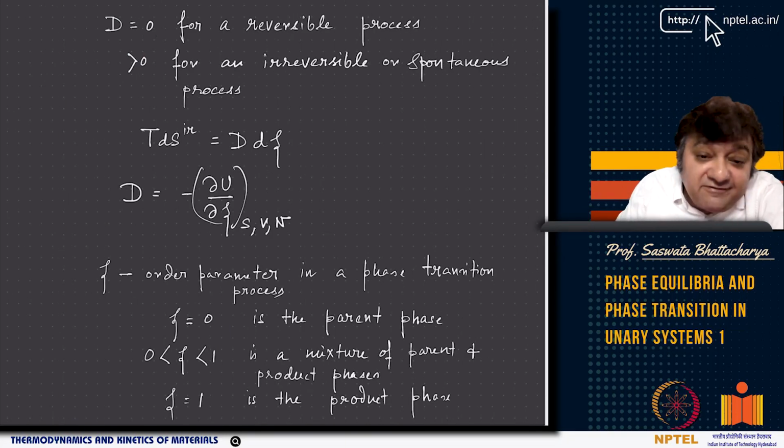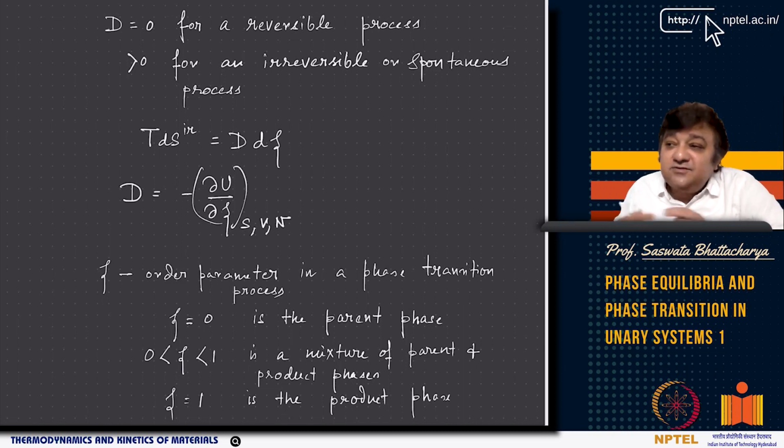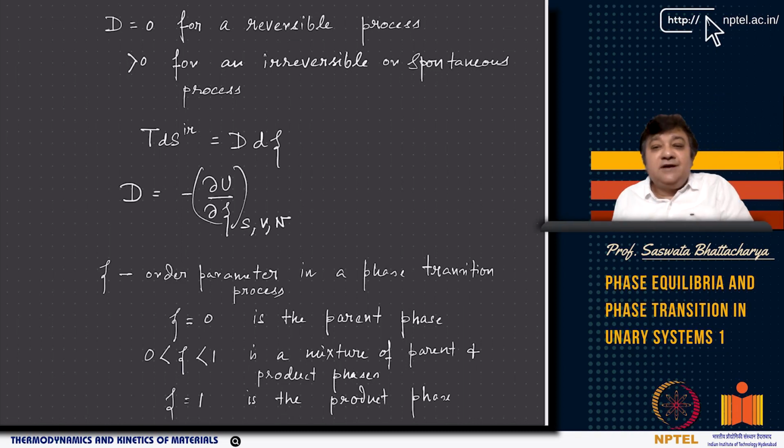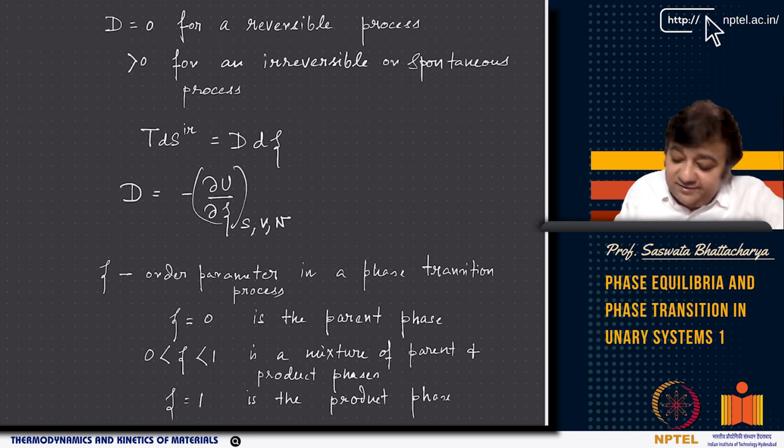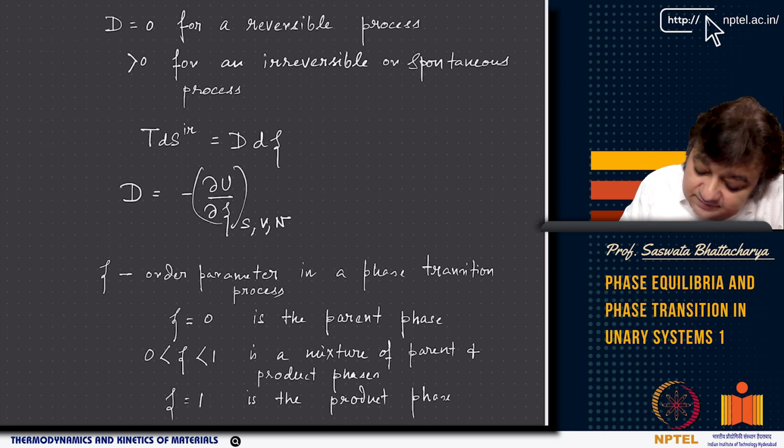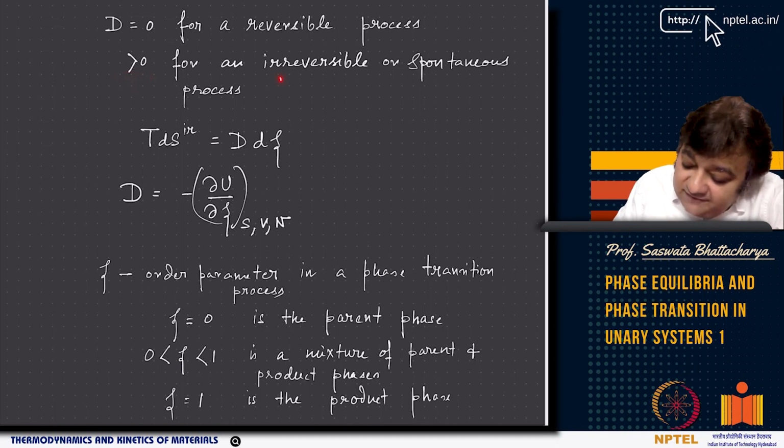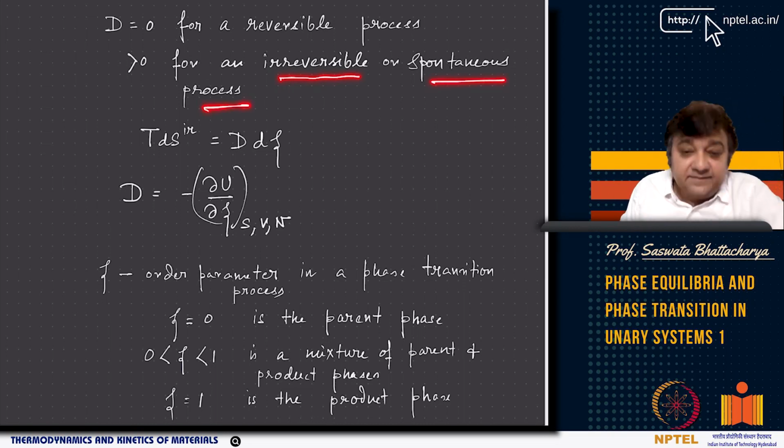Now remember, the driving force D is equal to 0 for a reversible process. There is no driving force. Alpha can transform to beta, beta can transform to alpha when it is a reversible process, right? If it's a reversible phase transition, alpha can transform to beta, beta can transform to alpha. For example, at 1 bar pressure and 0 degrees Celsius, like 273 Kelvin, the ice to water transformation is a reversible process because ice can transform to water, water can transform to ice, right? It's a reversible process. However, D becomes greater than 0 for an irreversible or spontaneous process.